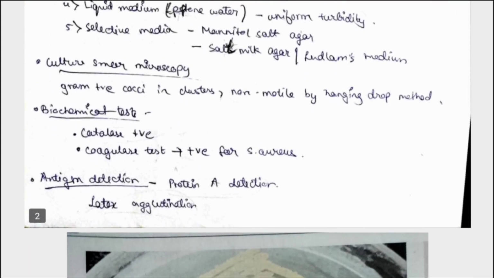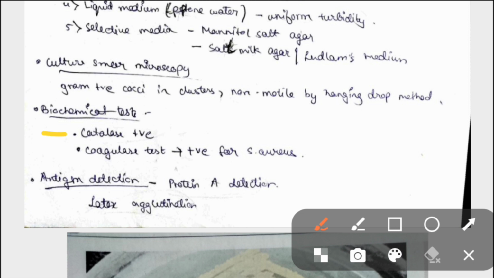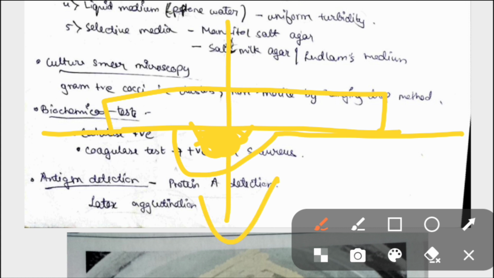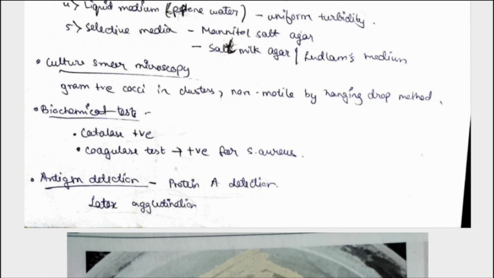Then we will do culture smear microscopy. We can see gram positive cocci in clusters. They are non-motile by hanging drop. Now what is hanging drop? Imagine this is a slide with a dent in it, and a cover slip is placed like this. The shaded part is like a drop. When the microscope is viewed from here, the bacteria will show motility, if motile, by the hanging drop method.